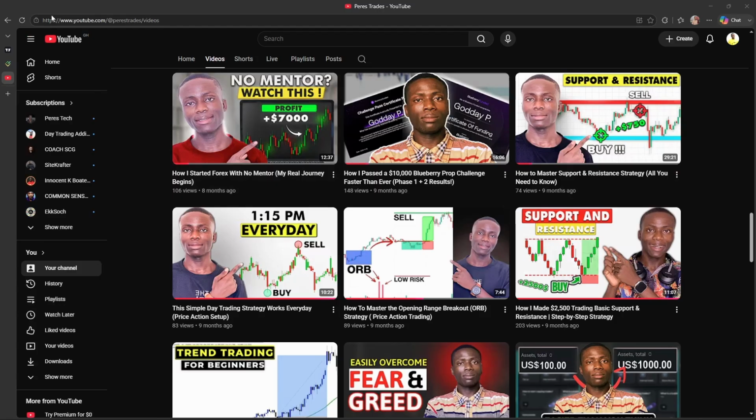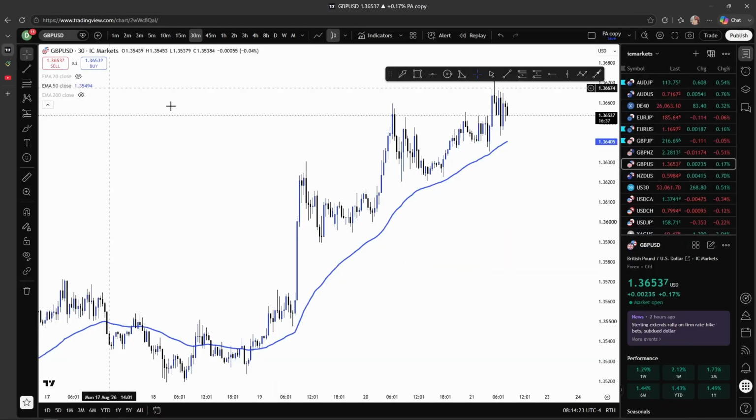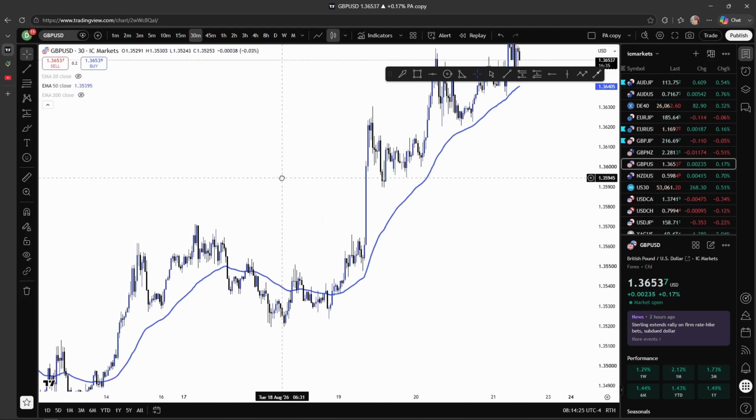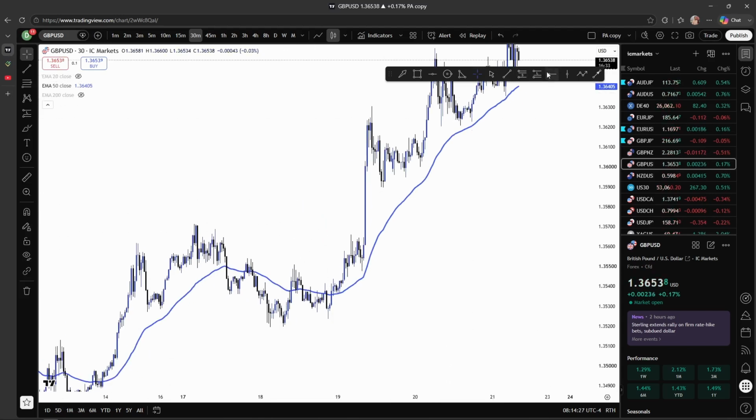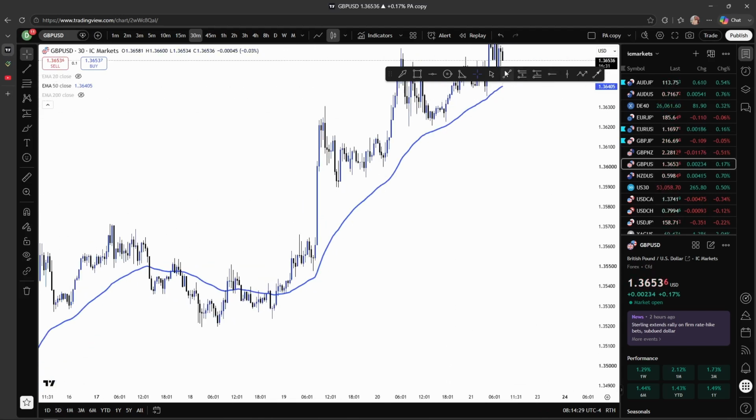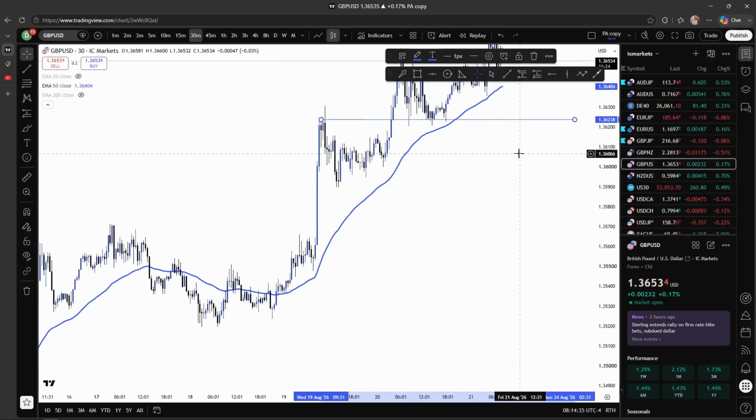Now the difference between a static support and resistance level is what? A static level is basically the horizontal level whereby you just mark on the chart. Like for example, someone who is trading support and resistance on the static level is going to mark here as his new support level. After the market took out here, this high here becomes its new support level. Now this is for someone who is trading a static support and resistance.